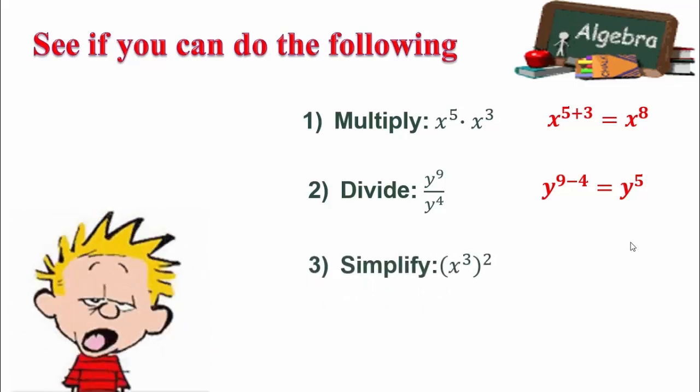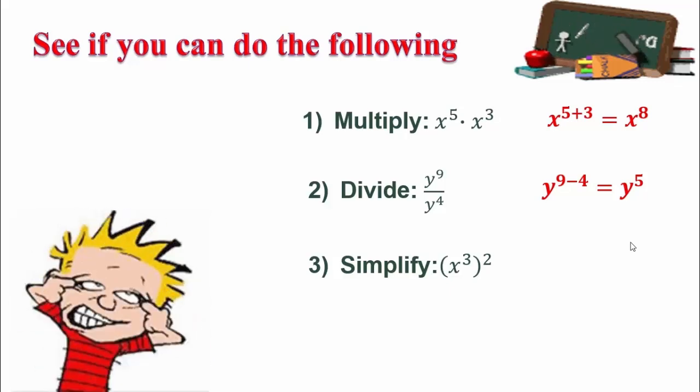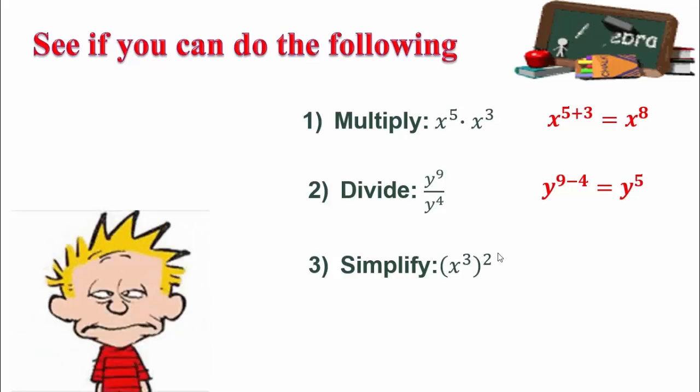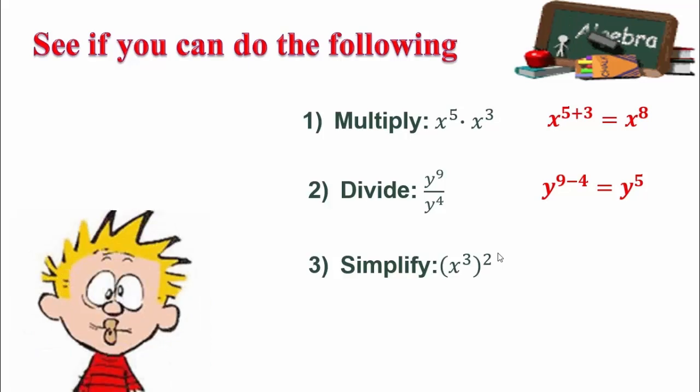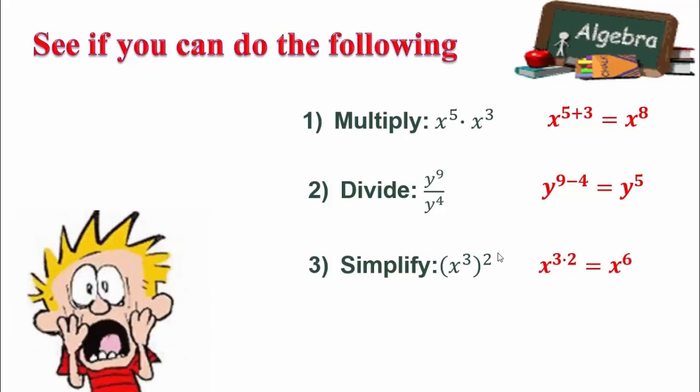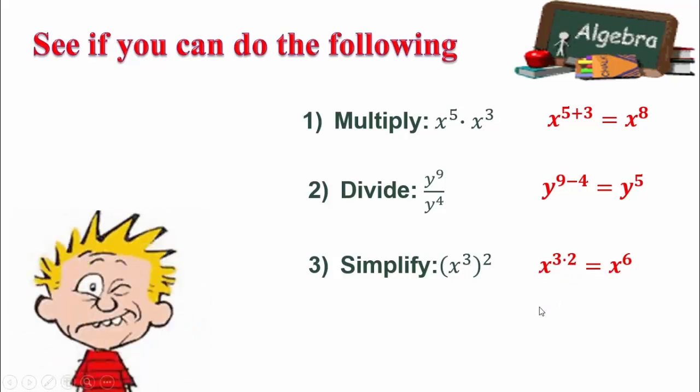And then finally, here we have a power to a power. If you haven't learned it before, don't worry about it, we're going to learn it. And if you have, just see if you remember how to do it. When we have a power to a power, we multiply, so it's 3 times 2, and that will give you x to the sixth.